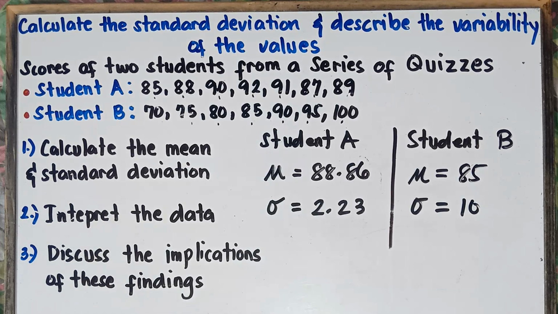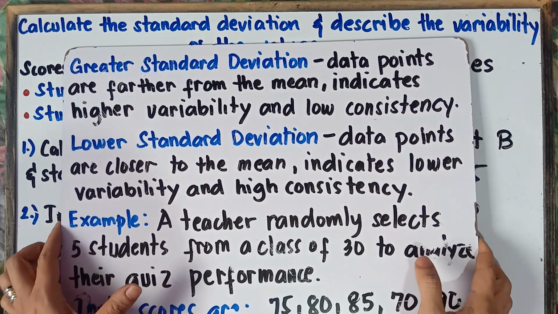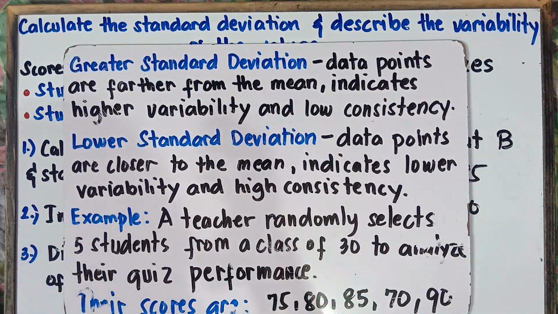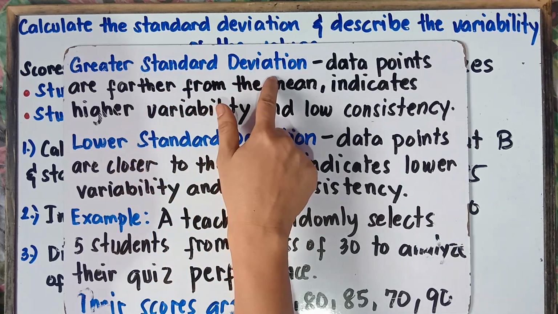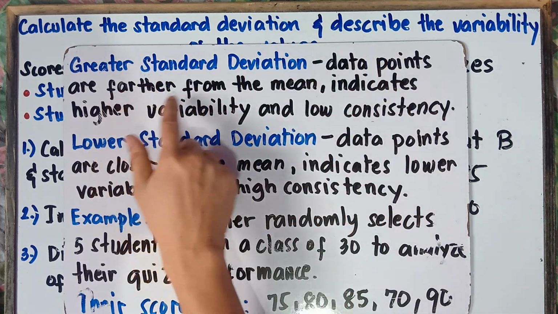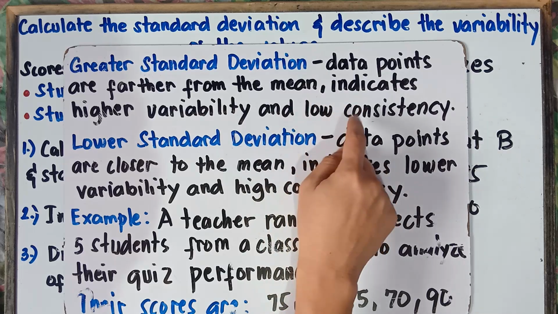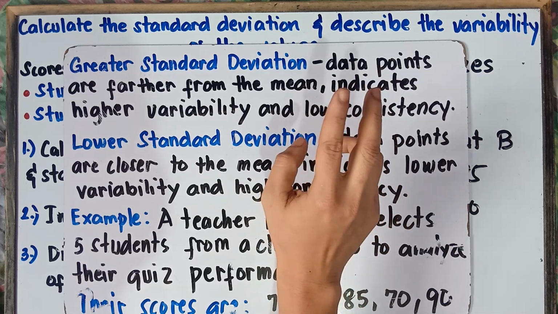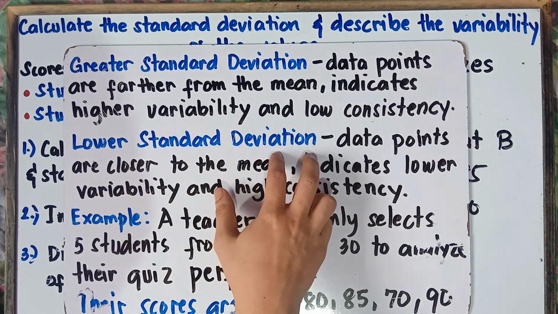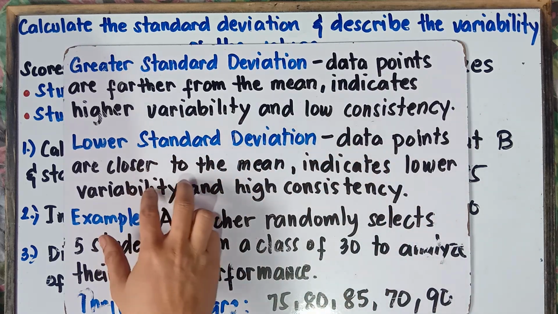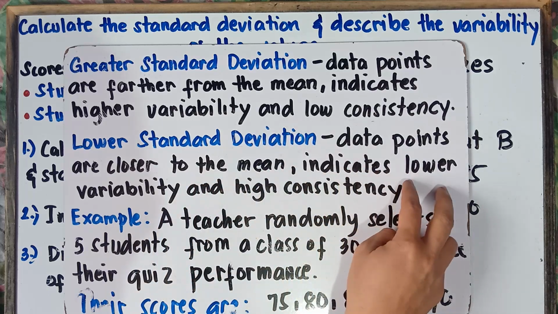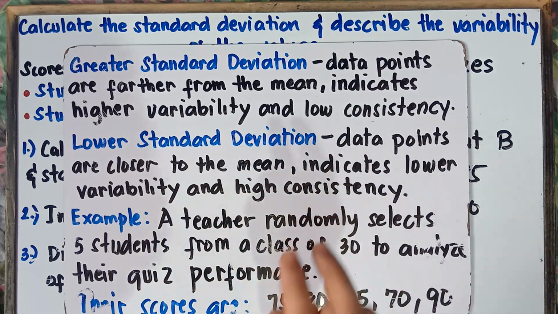We will just answer it directly because we don't have enough time, because we're going to interpret the data. So let's interpret the data, class. Now, you need to remember this one, class: if you have greater standard deviation, data points are farther from the mean, which indicates higher variability and low consistency in the data set. If you have lower standard deviation, data points are closer to the mean, which indicates lower variability and high consistency.